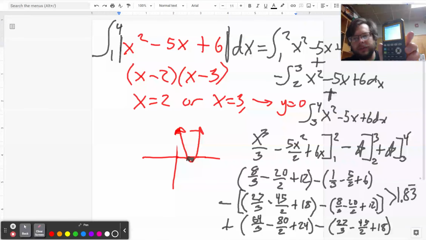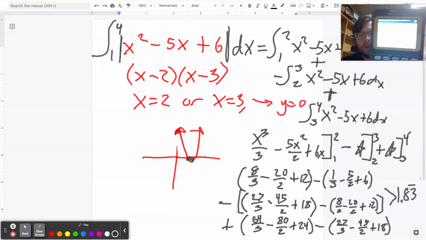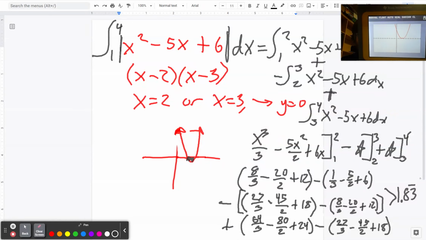I'm just going to double check that I didn't make a calculator error. You can always go to your y equals menu and type in your original function. And the nice thing is you can even put the absolute value right in front of it like that. So if you put the absolute value in front of it, then it will take care of that part where it dips below. So here's what I've got inputted. I'm going to just look at the graph of it. Pretty much like what I drew.